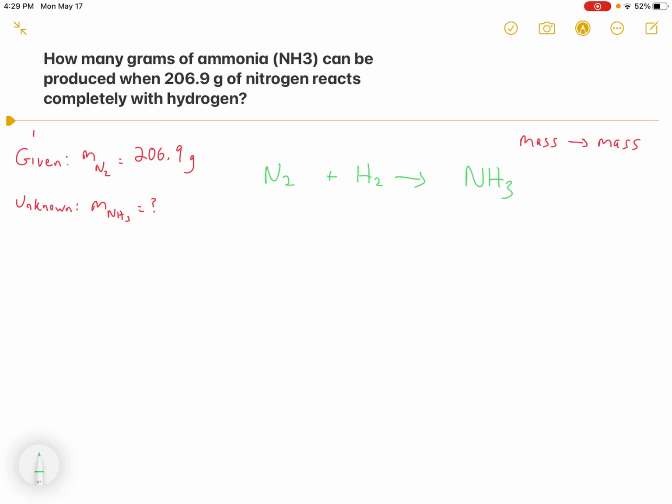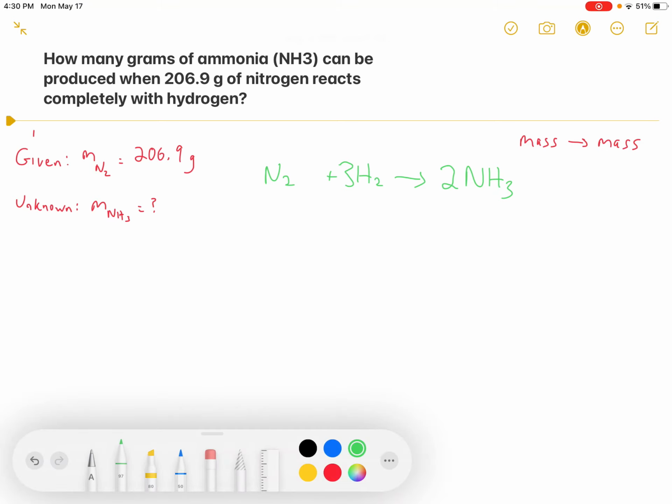So now we just have to go through and make sure that we balance our equation. I'll do that quickly because we've had plenty of practice with this. There's going to be 2 moles of ammonia produced and 3 moles of hydrogen. So we've set up a molar ratio with our balanced equation. To react completely, you'll need 1 mole of nitrogen and 3 moles of hydrogen, and they're going to react to produce 2 moles of ammonia.